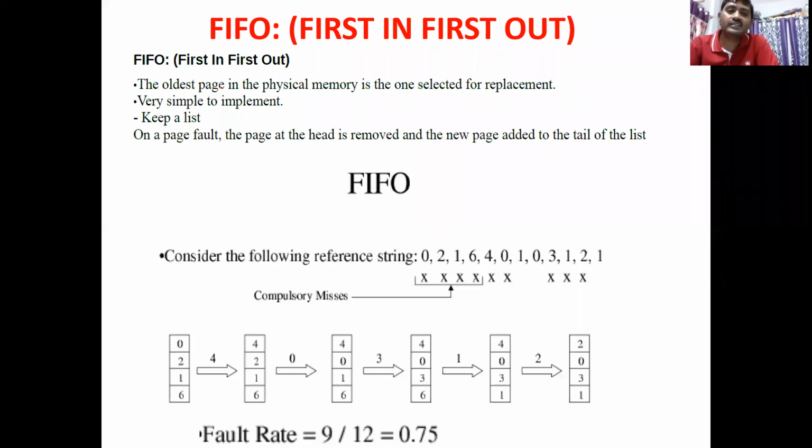So the oldest page in the physical memory is the one selected for replacement. Very simple to implement. It keeps a list. On a page fault, the page at the head is removed and the new page is added at the end of the list. Okay, so see here, the same string I'm considering. First one 0, next 2, next 1, next 6. So the next one to be entered is 4.